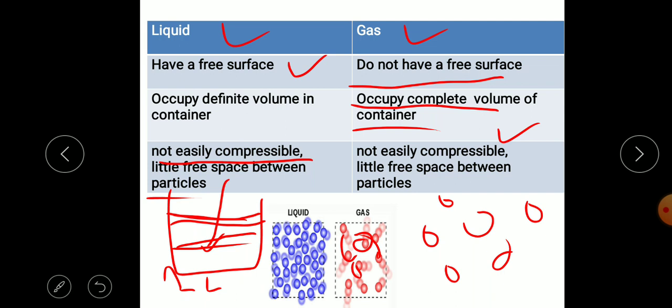Gas molecules are largely apart, so we can easily compress air. We can compress it in the compressor because of the free space. So that is the basic difference between liquids and gases. Liquids are incompressible, having a definite volume in a container, and they form a free surface. Opposite to this, gas occupies the complete volume of the container. It is compressible and does not form a free surface.